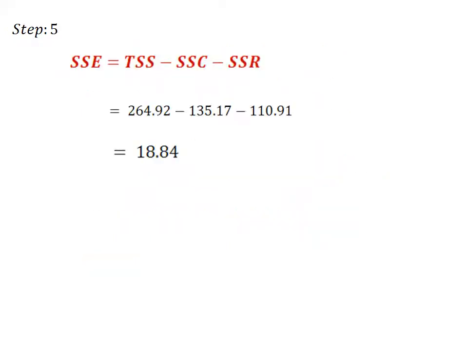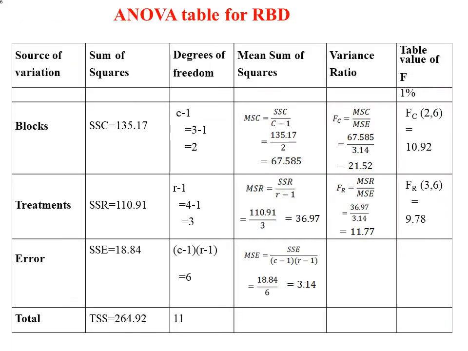In our previous slide I have clearly explained the table for RBD, that is two-way classification. So now we will discuss one problem based on RBD. Look at this problem. An experiment was designed to study the performance of 4 different detergents for cleaning fuel injectors. Now I am going to frame the ANOVA table for RBD.